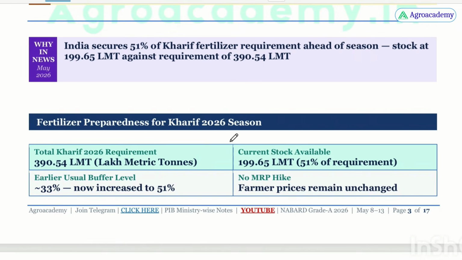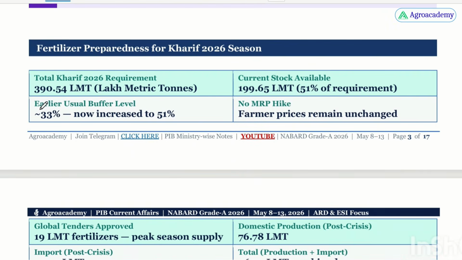And here it has mentioned that India secures 51% of Kharif fertilizer requirement ahead of season. Okay, total Kharif requirement is 390.54 lakh metric tons, but we have 199.65 lakh metric ton with us. So it is only 51% of the requirement. Earlier the buffer level, meaning the stock, how much stock is available, was 33%, but now it has increased to 51%.